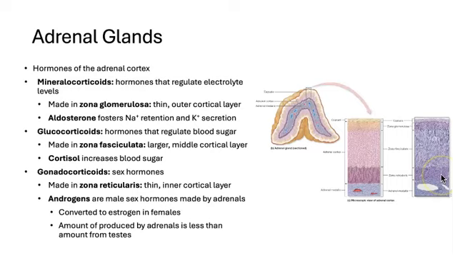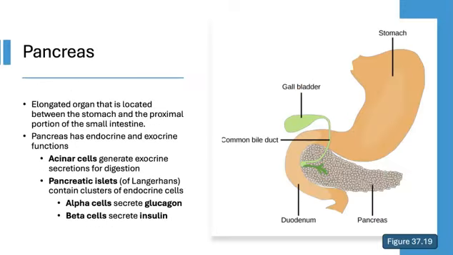And we've got androgens that are going to be released that serve as male sex hormones that can be converted into estrogen in females. These sex hormones are produced to a lesser extent than they are by the testes or the ovaries. And then we've got our pancreas, and this is an elongated organ here that we're going to find between the area of the stomach and the duodenum.